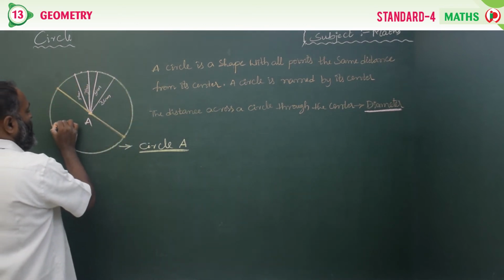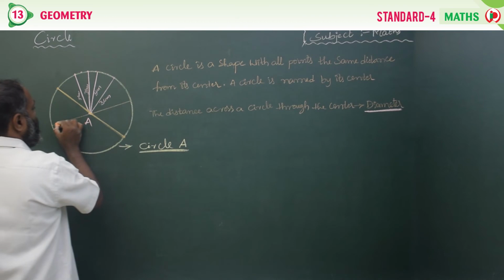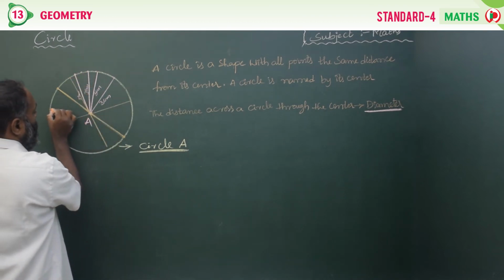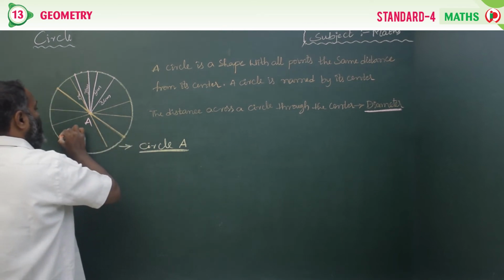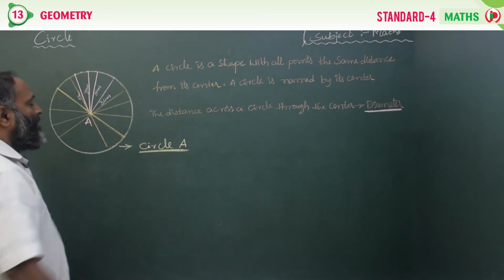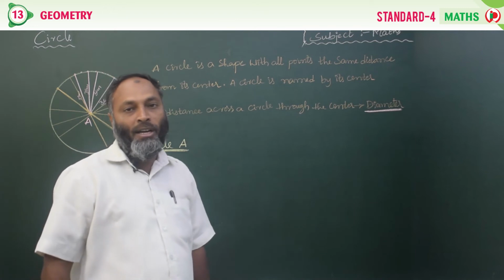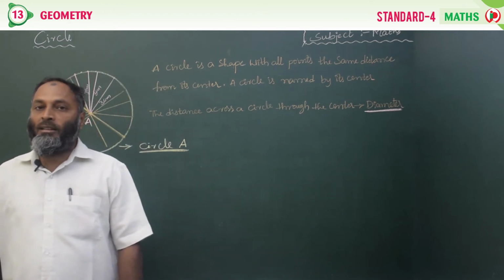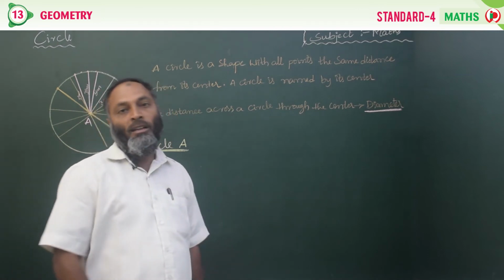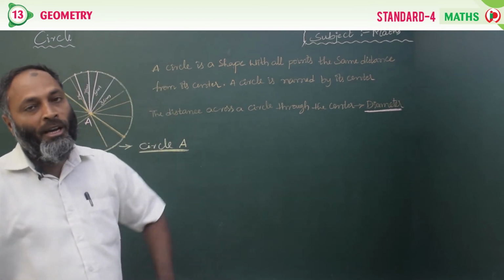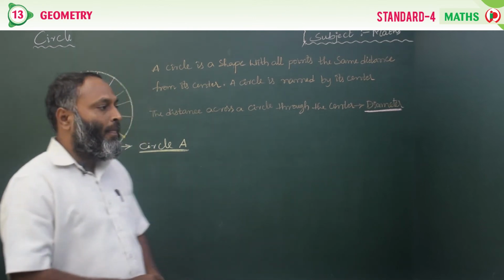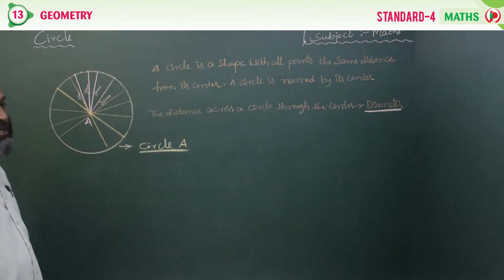One more diameter we can draw. So this is one more diameter, and one more diameter we can draw. How many diameters can we draw? We can draw infinite diameters in a circle. So this is about diameter. How many diameters are there in a circle? Infinite, uncountable.